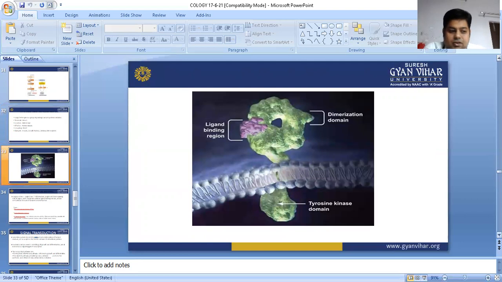The structure of this receptor, we can see the ligand binding region here. And next one, the dimerization domain and tyrosine kinase domain, we can see here in this structure. In the ligand binding region, at this region, the drug is going to bind. When the drug binds, it will activate the tyrosine kinase domain, and when the tyrosine kinase domain is active, then the therapeutic response will occur. That's why it takes time.